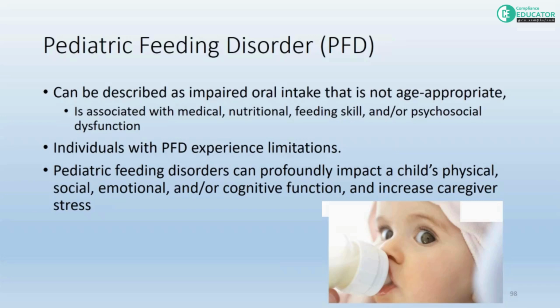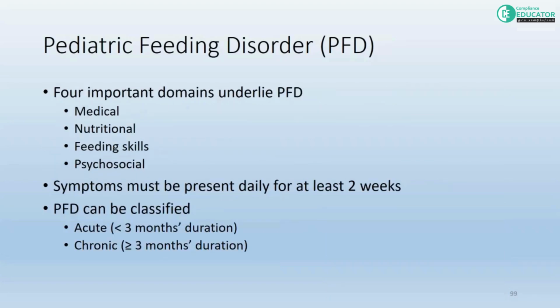But at the end of the day, it may include things like not being able to feed effectively. So we have a cascading effect that can affect the child's physical, social, emotional, cognitive function. It can increase caregiver stress. And so basically looking for codes in order to delineate this out.